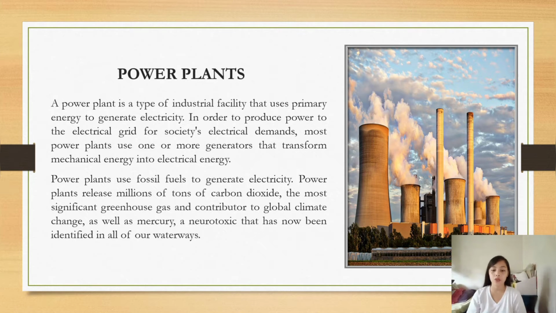Power plants use fossil fuels to generate electricity. Power plants release millions of tons of carbon dioxide, the most significant greenhouse gas and contributor to climate change, as well as mercury, a neurotoxin that has now been identified in all of our waterways.